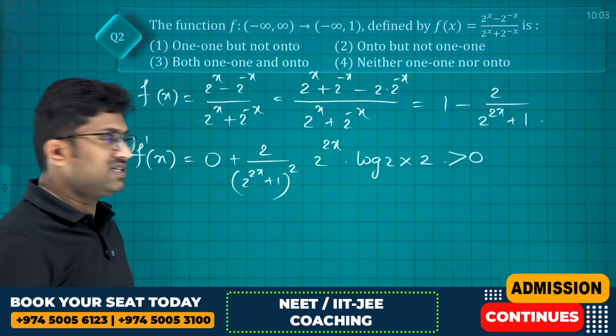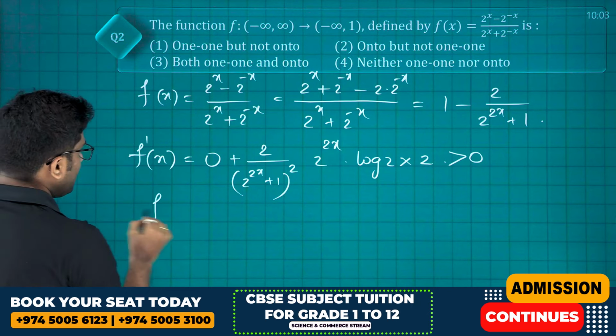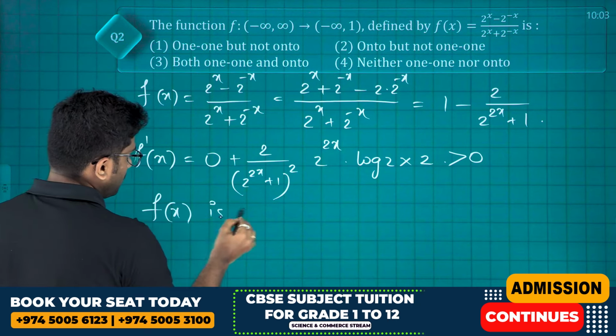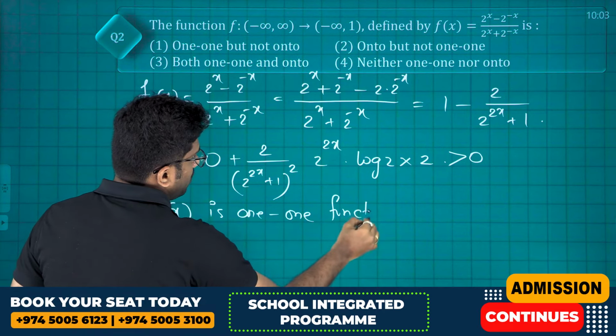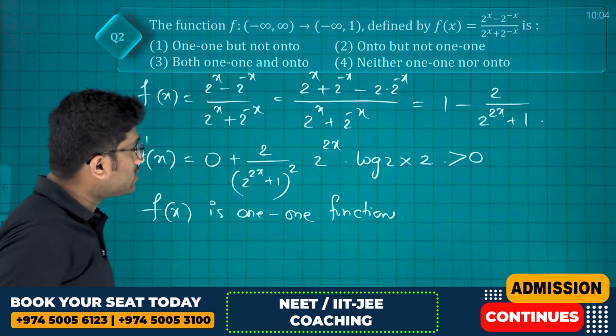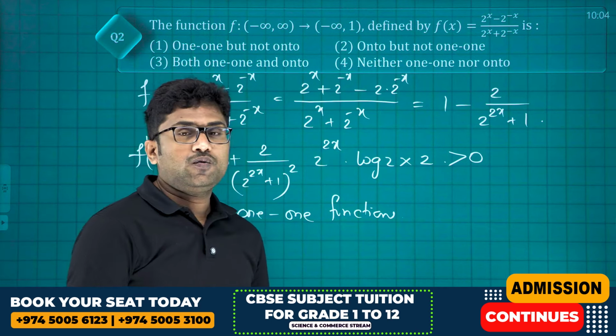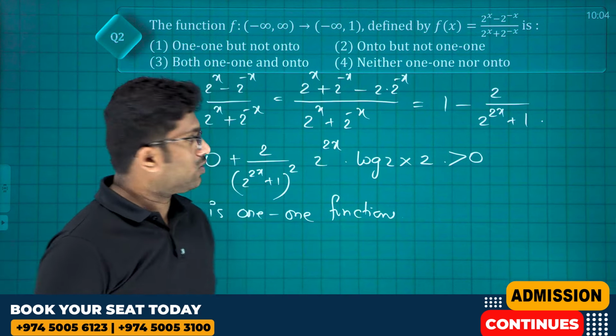Okay. So if this is increasing, that means f of x is a one-one function. Now let's check whether it is onto or into. Now to be onto, range should be equal to codomain.